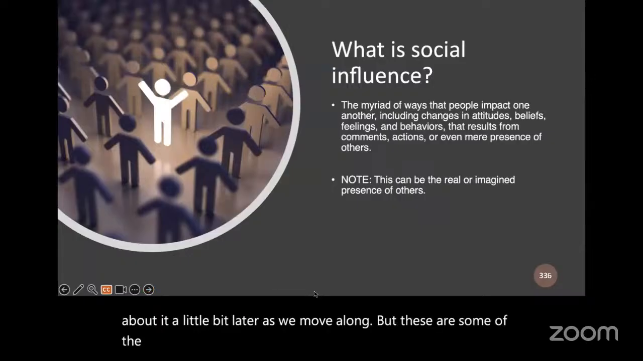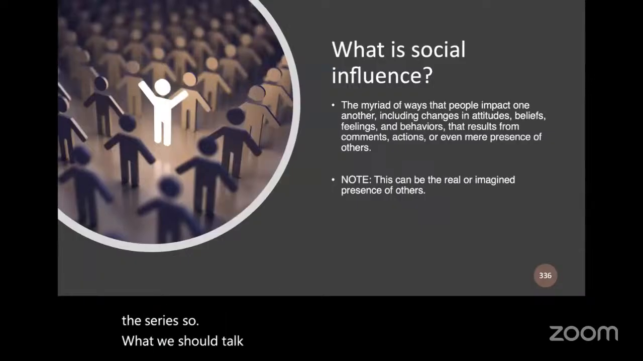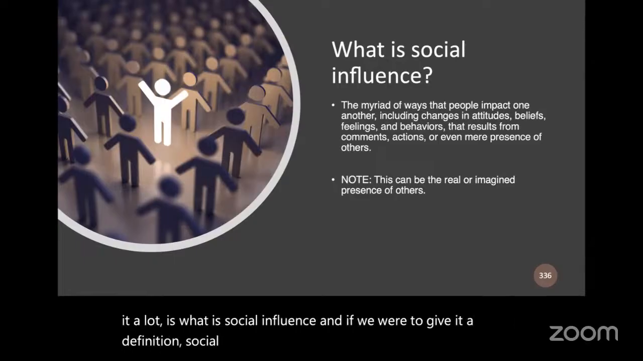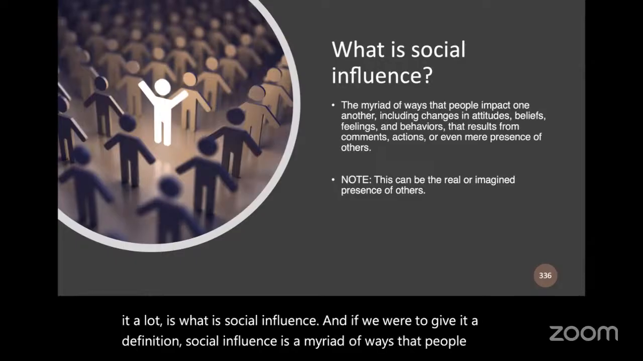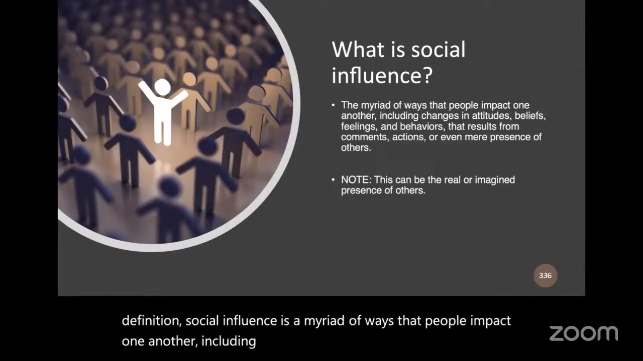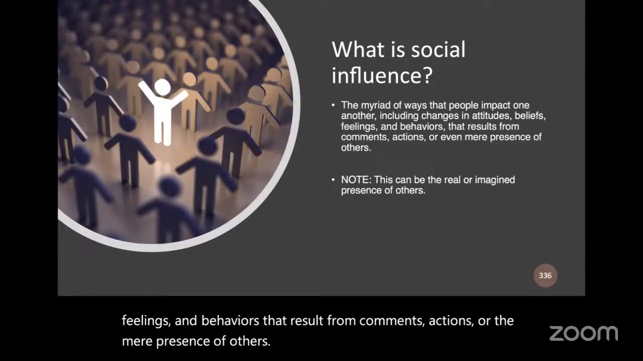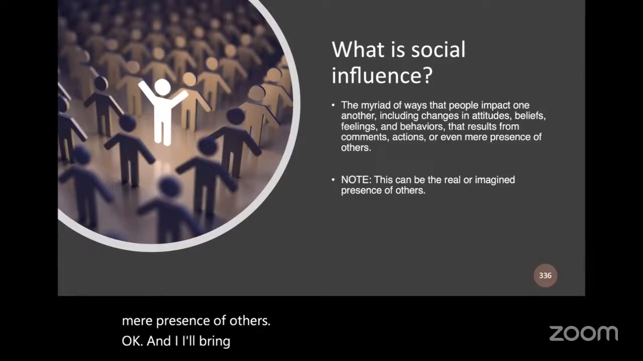So what we should talk about again, because I've been talking about it a lot, is what is social influence? And if we were to give it a definition, social influence is a myriad of ways that people impact one another, including changes in things like attitudes, beliefs, feelings, and behaviors that result from comments, actions, or the mere presence of others. Okay. And I'll bring up my best example of social influence.